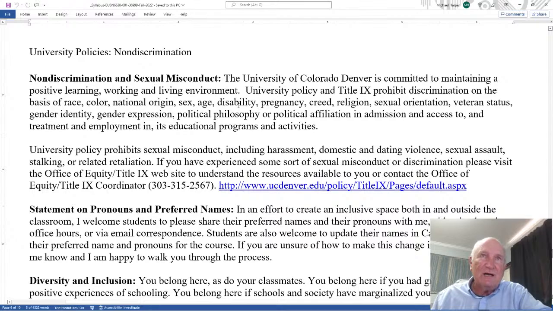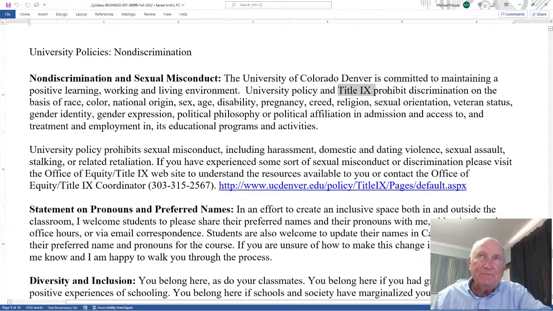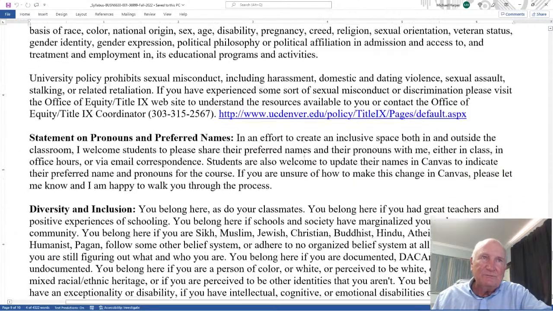Non-discrimination and sexual misconduct. There's absolutely no place for that at a university, and no place for that in my courses or in my classes. This is Title IX. Prohibit any discrimination on the basis of race, color, national origin, sex, age, disability, on and on. There's no place for that here, and so Title IX will be followed.